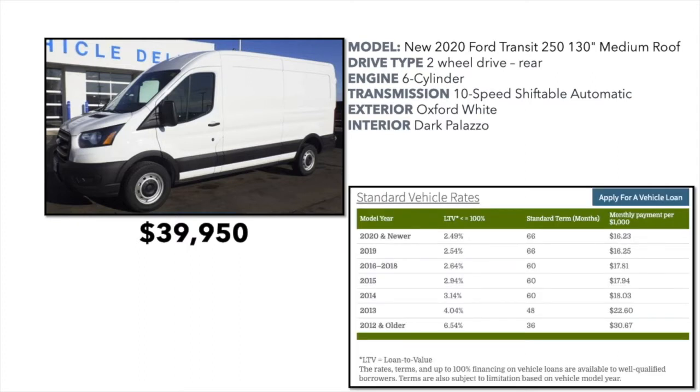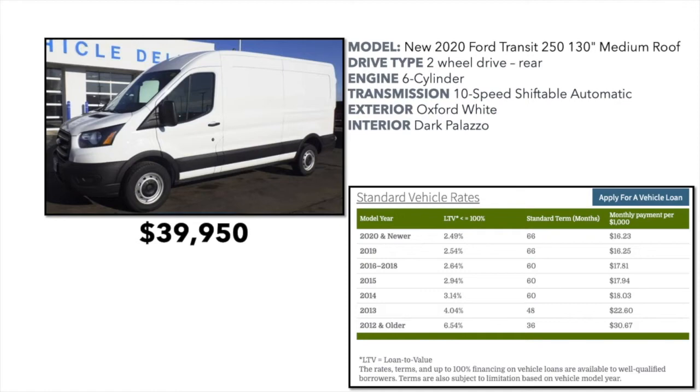So I went out to a bank website, and this is a list of interest rates. And so it says here for 2020 and newer that the interest rate is 2.49%. The standard term is 66 months. And the monthly payment per $1,000 is $16.23. So what does this mean?